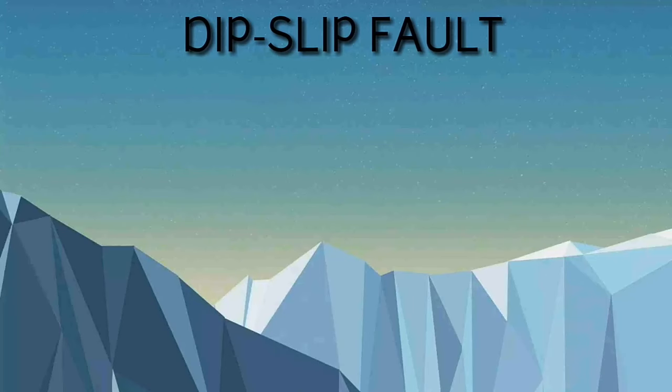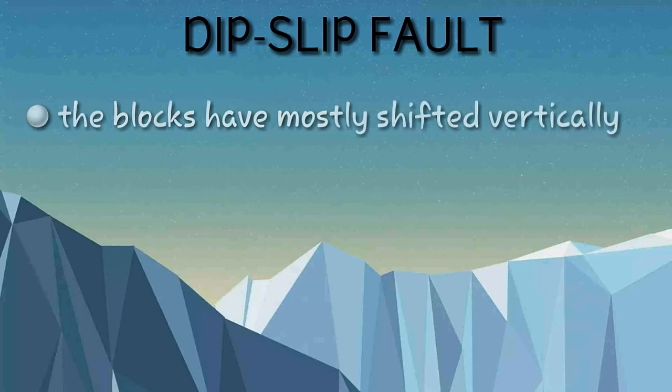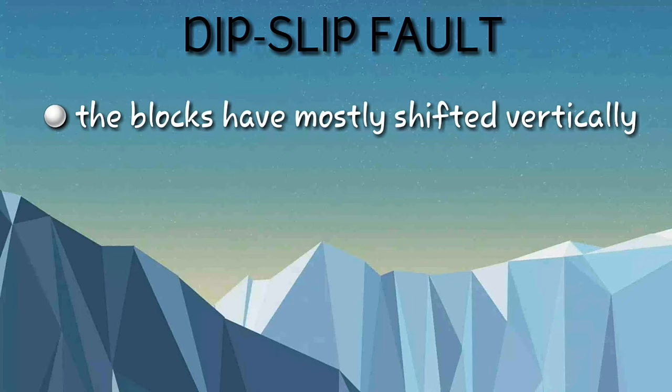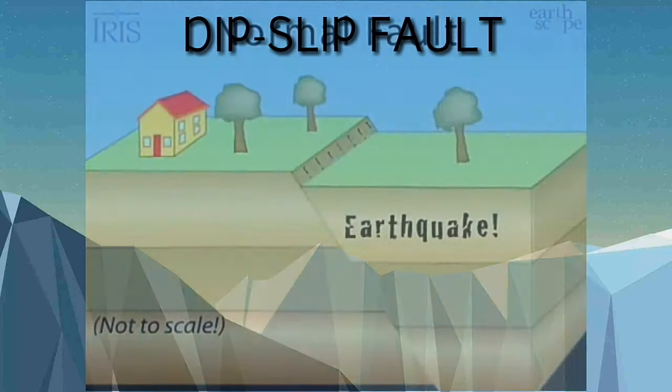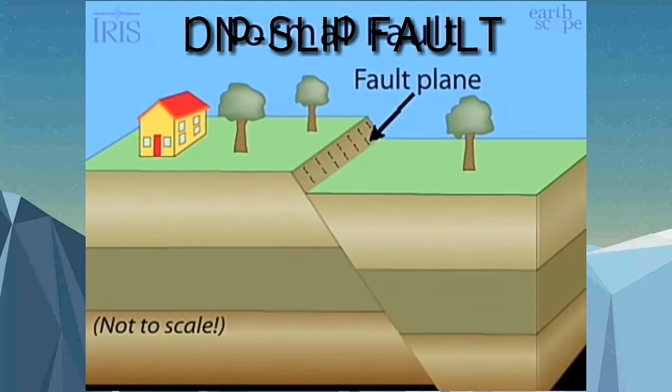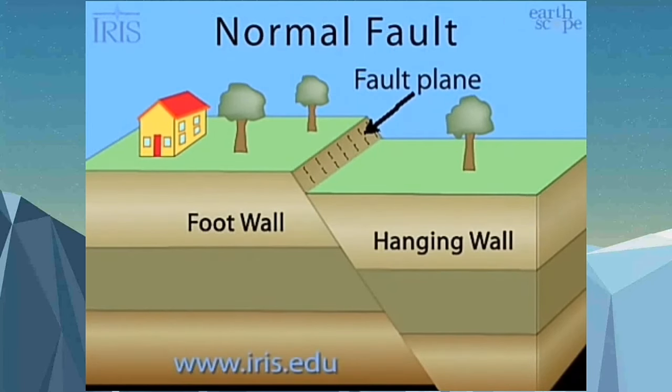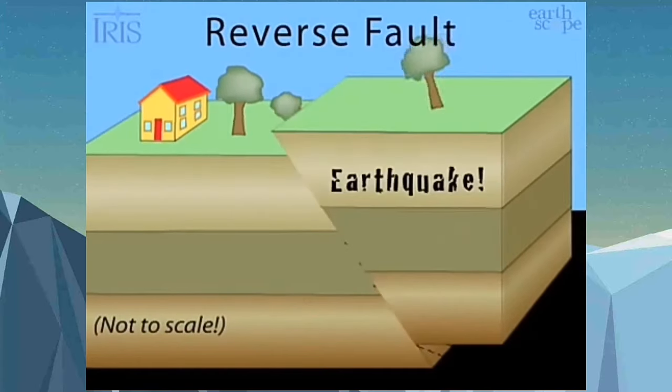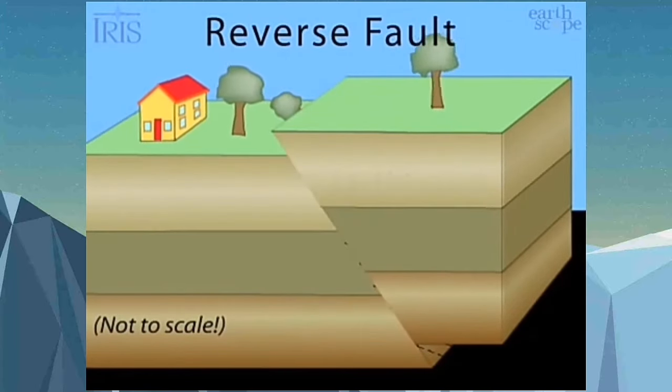Dip-slip faults are inclined fractures where the blocks have mostly shifted vertically. If the rock mass above an inclined fault moves down, the fault is termed normal. Whereas if the rock above the fault moves up, the fault is termed reverse or thrust.